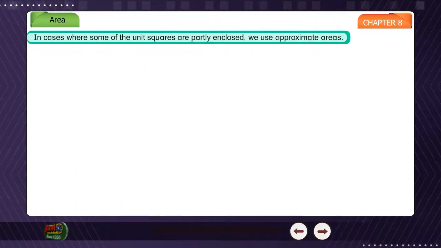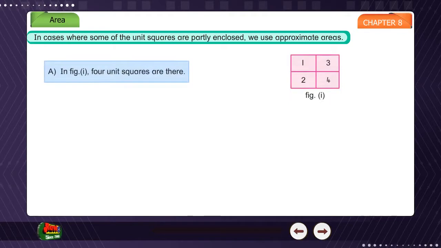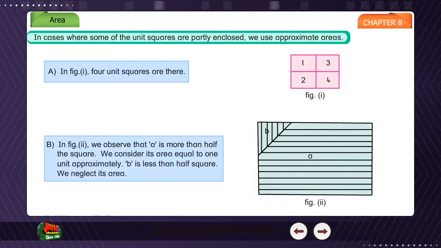In cases where some of the unit squares are partially enclosed, we use approximate areas. A. In figure 1, 4 unit squares are there. B. In figure 2, we observe that A is more than half the square. We consider its area equal to 1 unit approximately. B is less than half a square. We neglect its area.